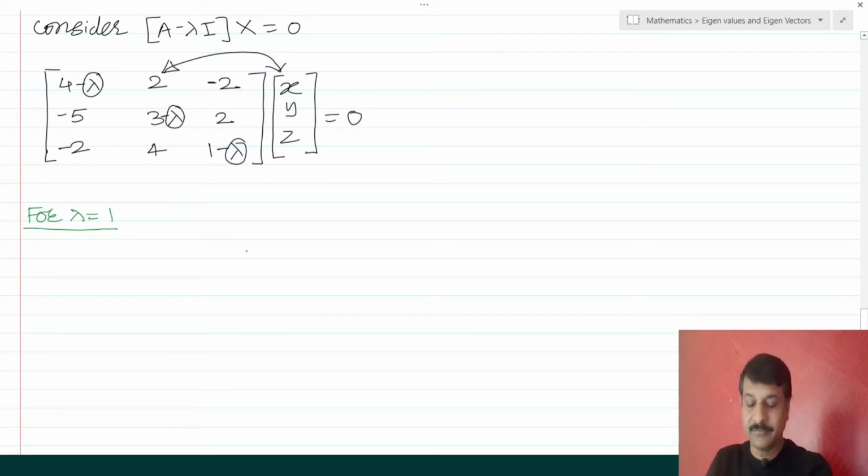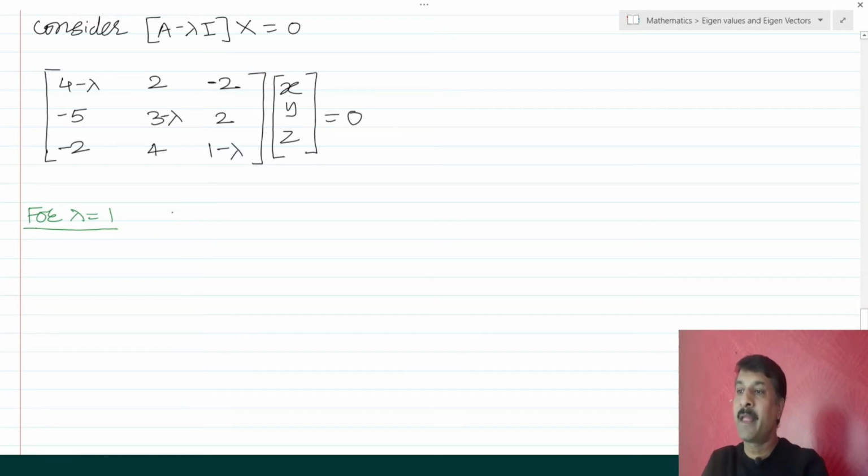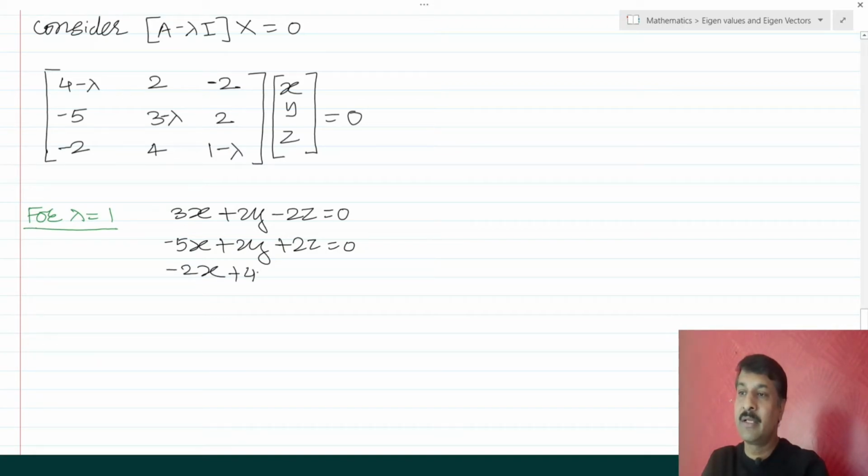So I am getting here 3x plus 2y minus 2z equal to 0, minus 5x plus 2y plus 2z equal to 0, and minus 2x plus 4y plus 0z equal to 0. So by Cramer's rule, you find the values of x, y, z. What is Cramer's rule? You consider any two equations. So I am going to consider these two equations.